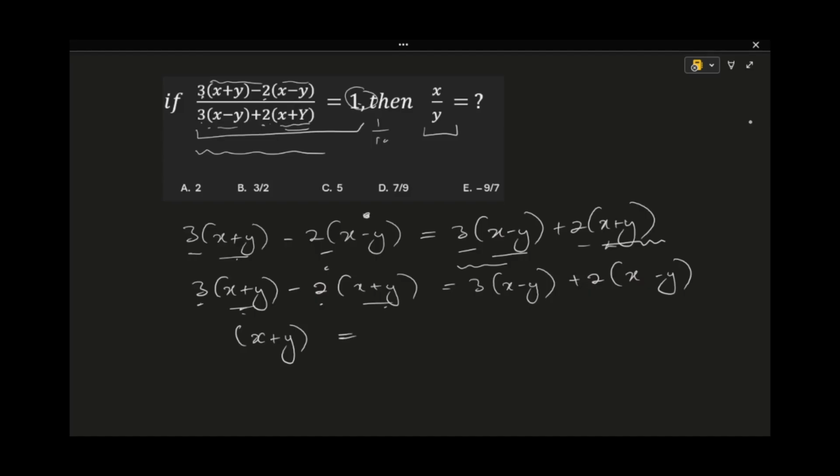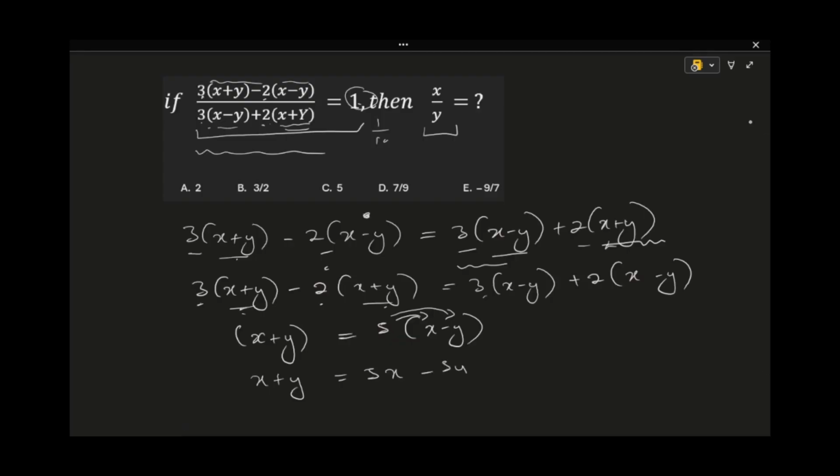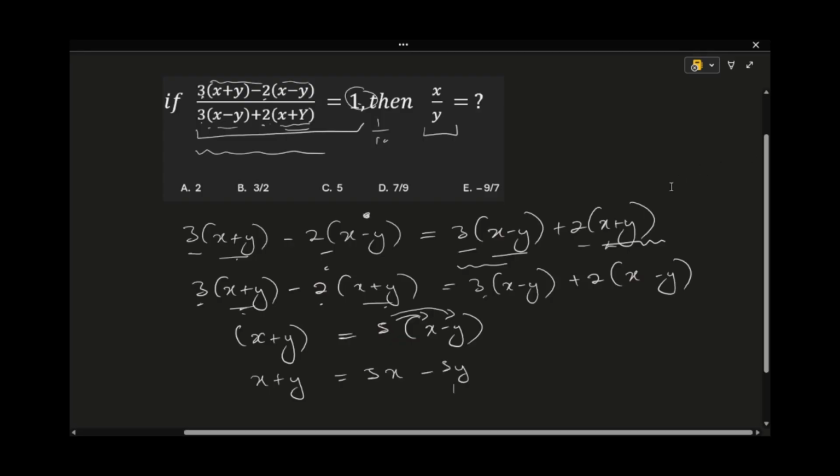And then we'll do the same on the right hand side, which will just be 3 plus 2, which is just 5(x minus y). Remember, we're trying to figure out x divided by y, and we need to find a way to do that. And the easiest way is to do what? Is to multiply in with this 5. And then here we'll have x plus y, and then this side will have 5x minus 5y, right?